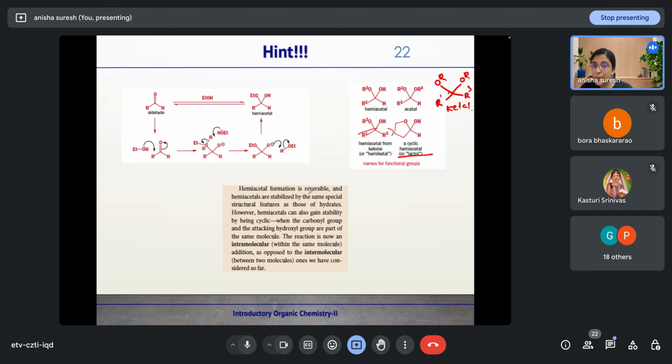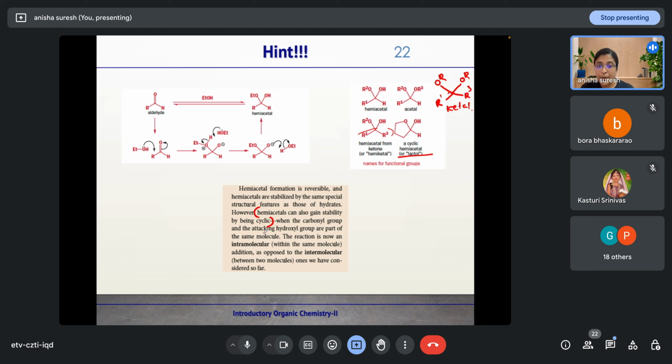So hemiacetal formation is reversible, and hemiacetals are stabilized by the same structural features as those of hydrates that we have seen, right? Hyperconjugation, resonance, aromaticity, and hydrogen bonding will be stabilizing the hemiacetals as well. However, hemiacetals can also gain stability by being cyclic. So this is the factor that is considered in our question.